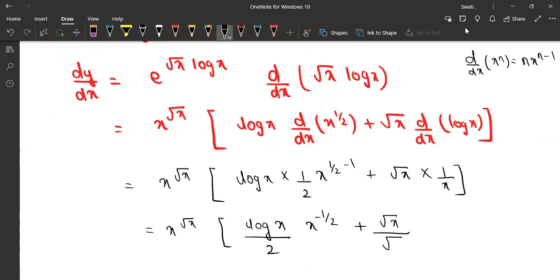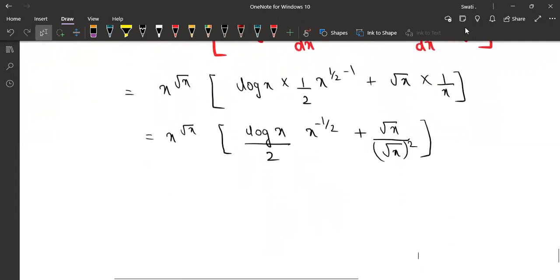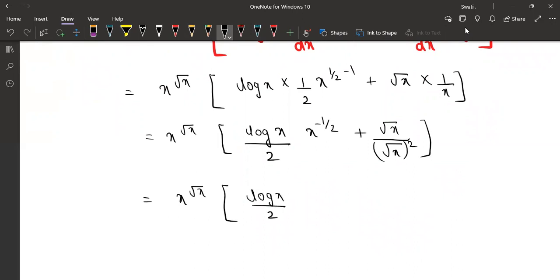I can also write this x as root x square, because we know that square and root will get cancelled, so it is actually x only, right? I have done this just to simplify my answer. Now this will become x raised to root x, and this will become here log x by 2. You're using the property of exponent. We know that a raised to negative m will become 1 upon a raised to m.